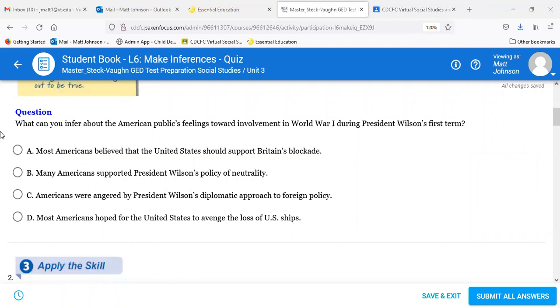A, most Americans believe that the United States should support Britain's blockade. B, many Americans supported President Wilson's policy of neutrality. C, Americans were angered by President Wilson's diplomatic approach to foreign policy. D, most Americans hope for the United States to avenge the loss of a US ship.